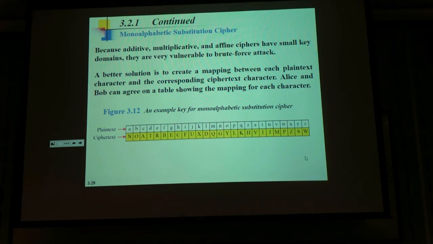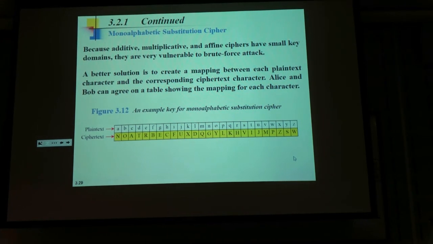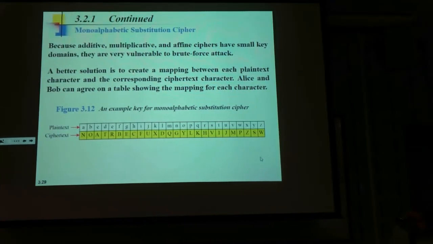All right. So manual alphabetic substitution cipher. Because additive, multiplicative, and affine ciphers have a small key domain. For additive, what's the key domain? 26, from 0 to 25. How about the multiplicative? Only 12, which is all the multiplicative keys.